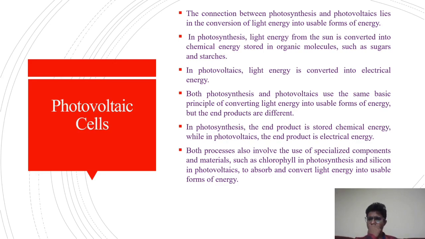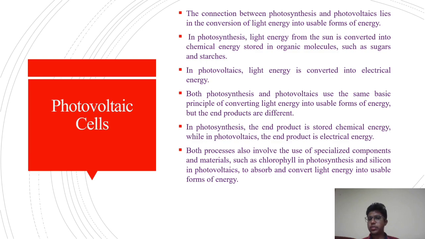Connection between photosynthesis and photovoltaics: the conversion of light energy into stable forms of energy. In photosynthesis, light energy from the sun is converted into chemical energy and stored in organic molecules such as sugars and starch. In photovoltaics, light energy is converted into electrical energy. Both are based on the principle of converting light energy into stable forms of energy, but the end products are different.